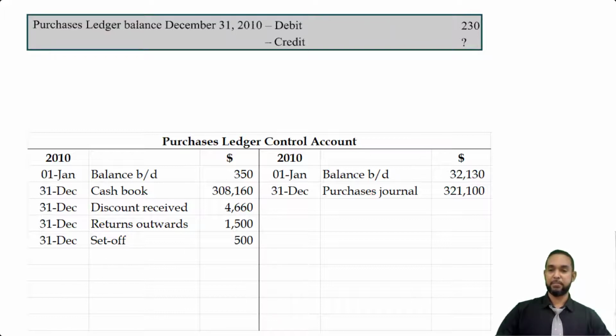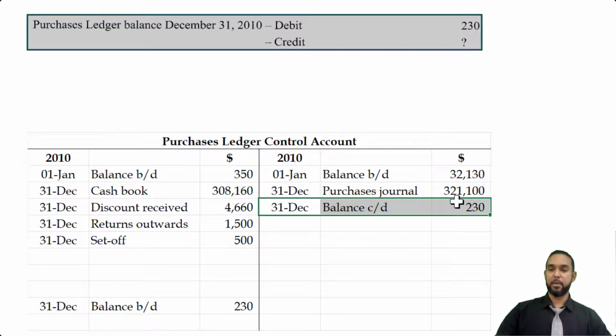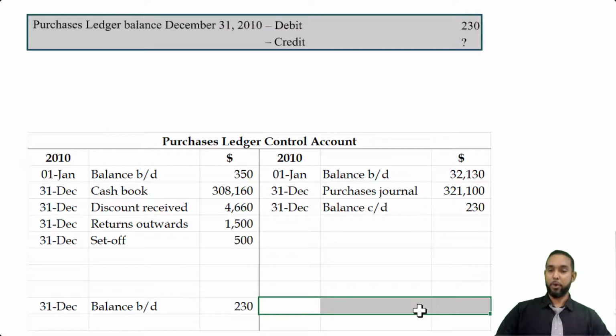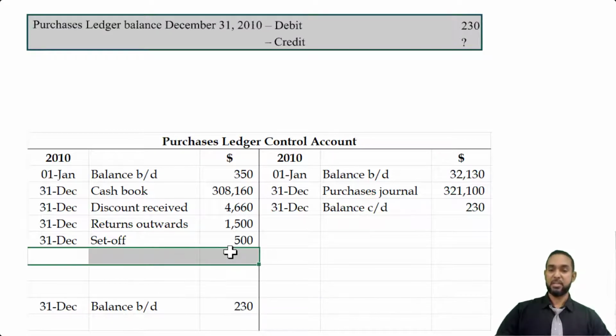So of course, like I said, to be brought down on the debit side, you initially have to be carried down from the credit side. So carried down from here, brought down here. Now we're missing the closing credit balance. So the closing credit balance will be here. But to be brought down on the credit side, you have to first be carried down from the debit side.